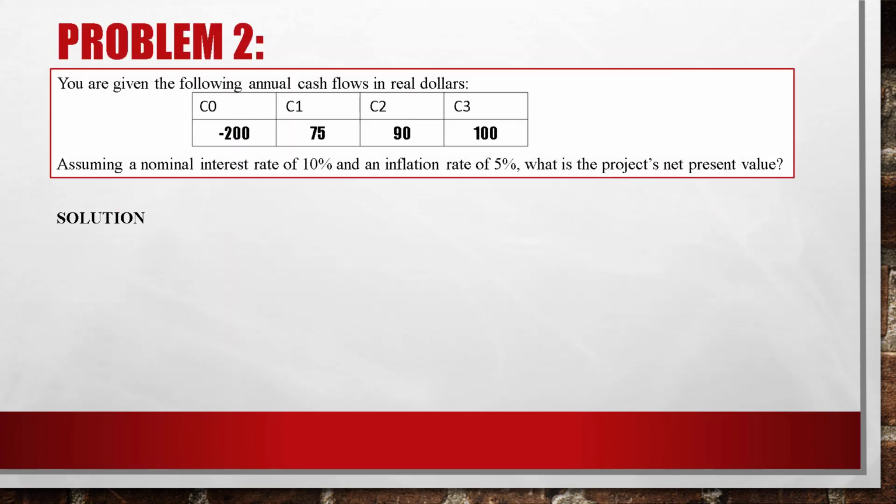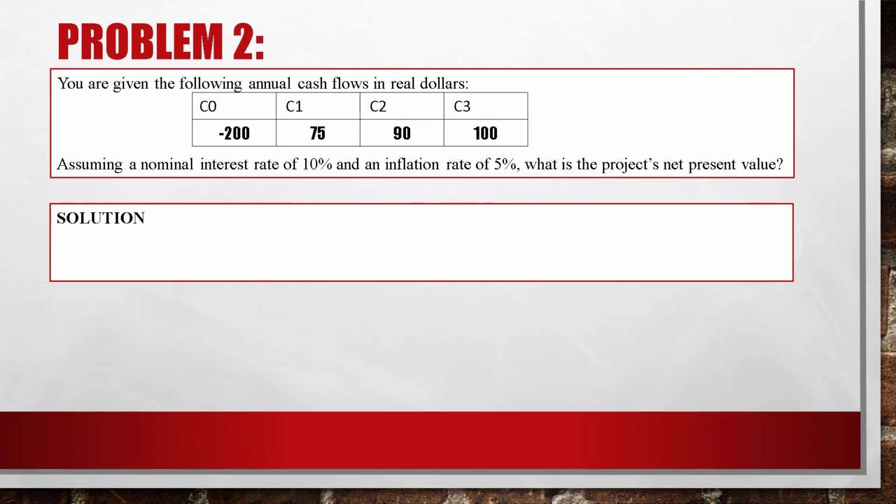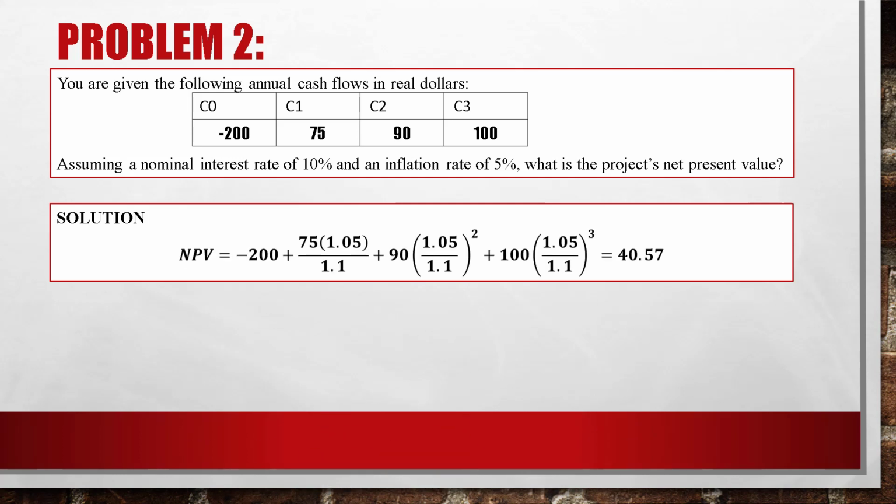Problem 2. You are given the following annual cash flows in real dollars. C0 is negative 200, C1 is 75, C2 is 90, C3 is 100. Assuming a nominal interest rate of 10% and an inflation rate of 5%, what is the project's net present value? So here we have to find the present value of all of these cash flows. The first one, negative 200 at time 0, then 75 at time 1.